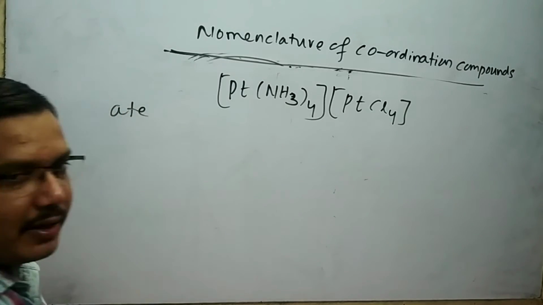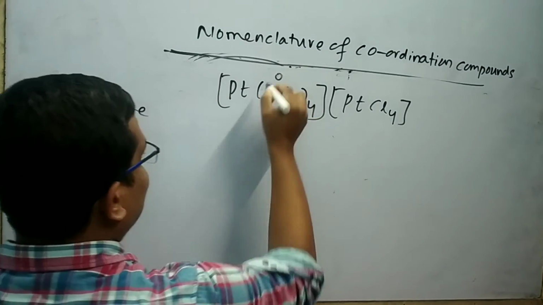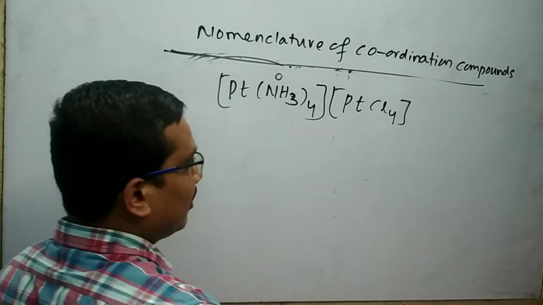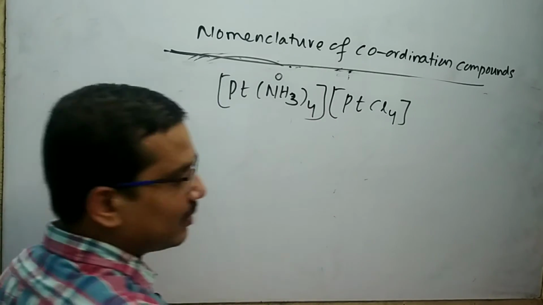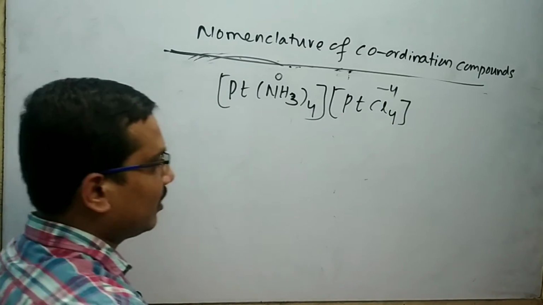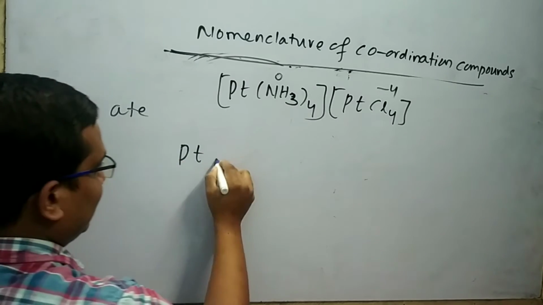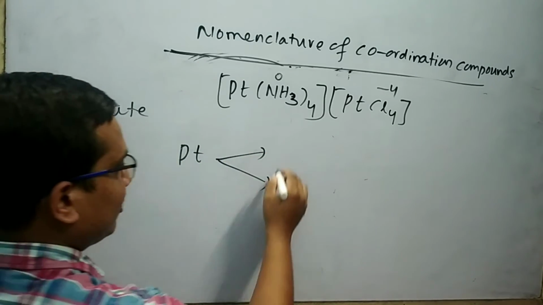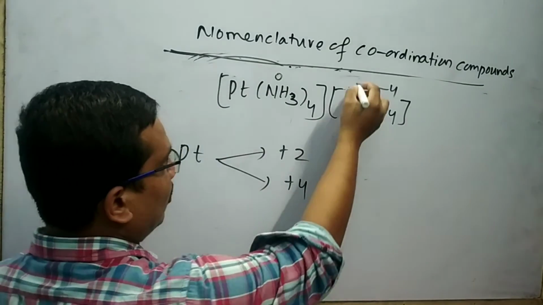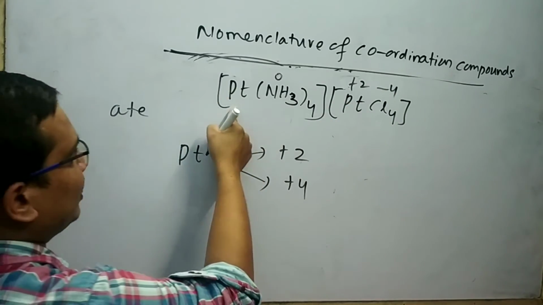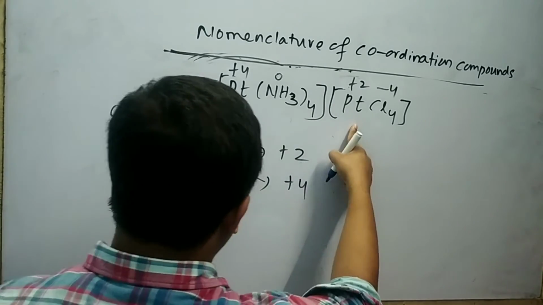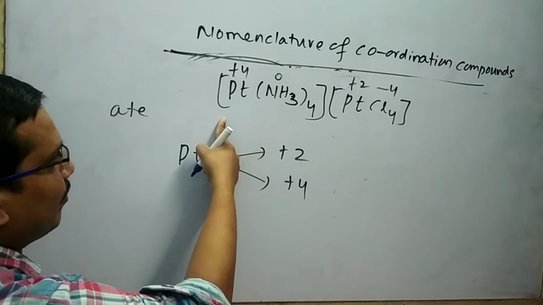We know that NH3 is a molecule, so the oxidation number of NH3 is 0. Here Cl minus ion is present. We know that the oxidation number of Cl minus is -1. As a result, here I can write -4. We know that platinum exhibits two oxidation states. One is your +2, another is your +4. If I take the oxidation number of this platinum as +2, then the oxidation number of this platinum is +4. If I take the oxidation number of this platinum as +4, then the oxidation number of this platinum is +2.